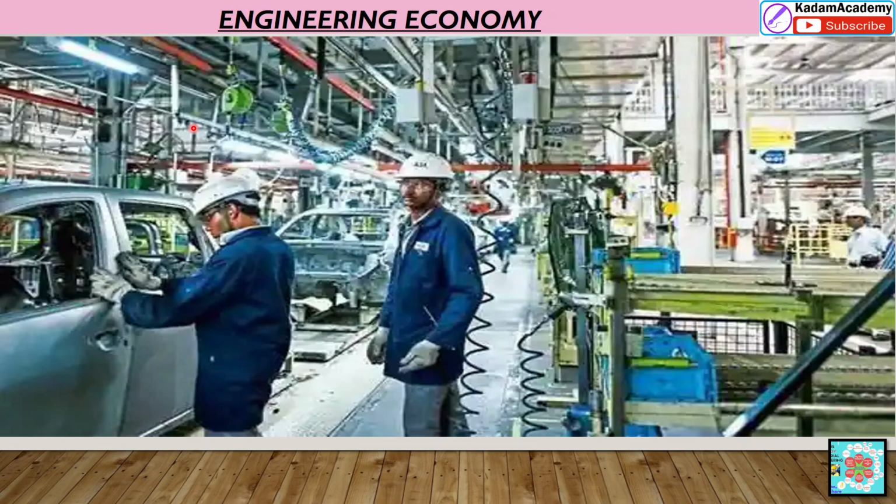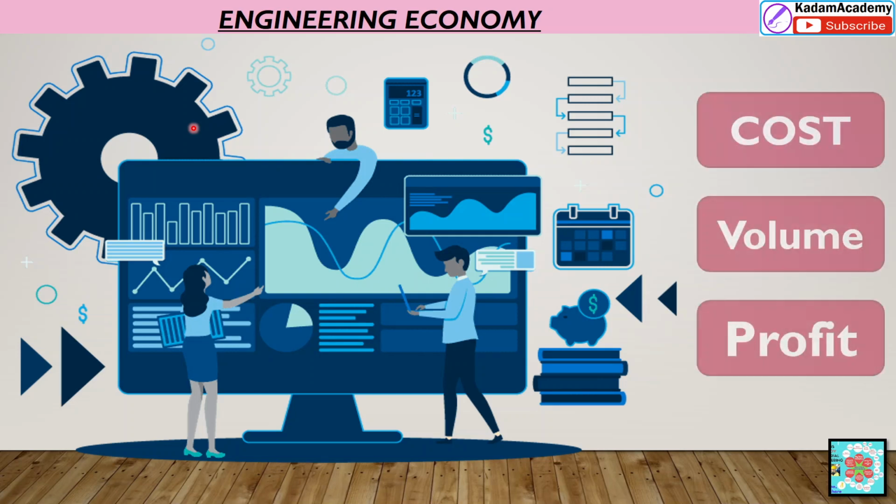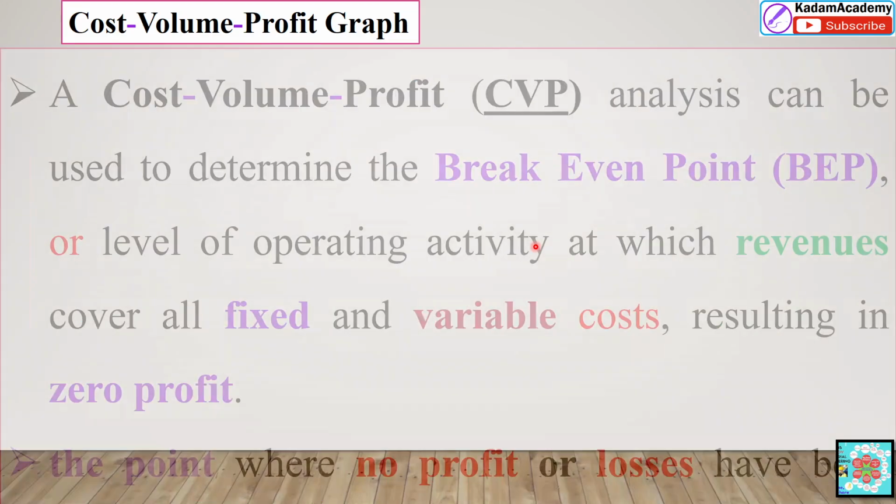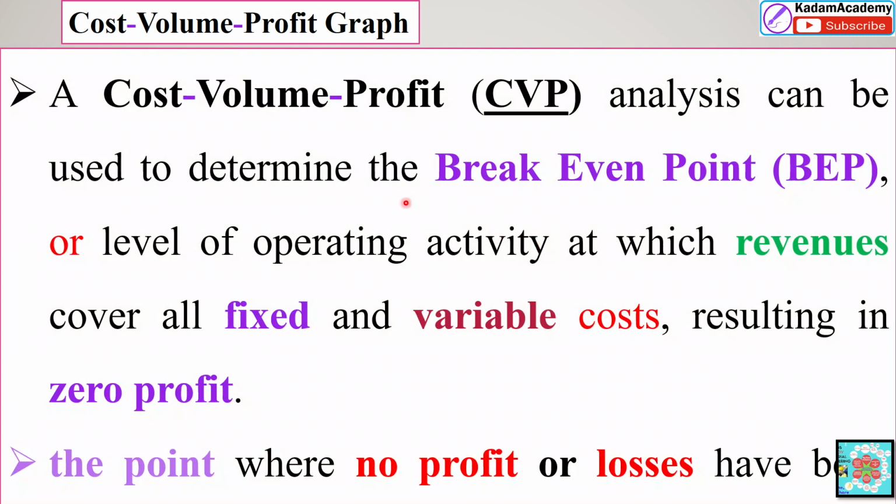Dear friends, in a business or industry enterprise, analysis of three distinct factors is there: cost, volume, and profit. This general study measures profits corresponding to different levels of output. The study of the cost, volume, and profit relationship is frequently referred to as break-even analysis of that business. This technique is a very useful tool, and this cost-volume-profit analysis can be used to determine the break-even point also.